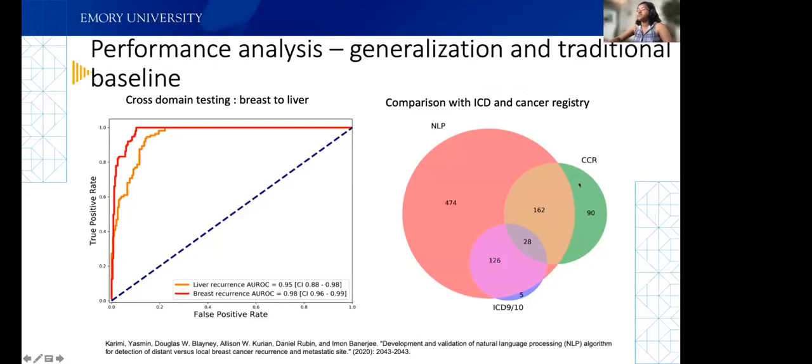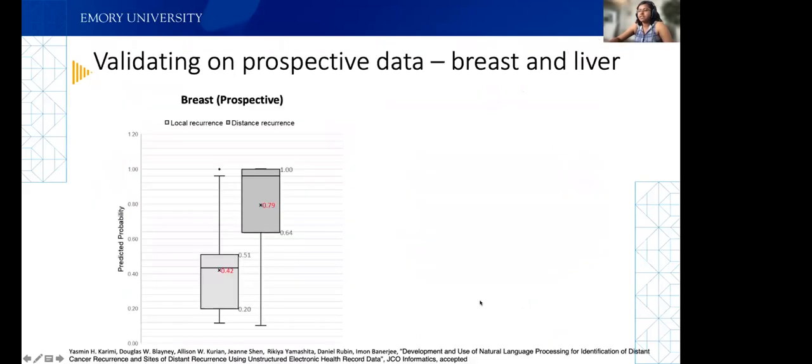Compared to the ICD-9, the model performance was quite high, because you can clearly see that the model added an additional 474 patients which were not captured by the ICD-9. It is interesting that even against the standard billing code, our NLP model outperformed it. And as I said, the model was only trained on identifying distant recurrence, but when we plotted the predicted probability of the model for the distant as well as the local recurrence, we can clearly see that the model has a high difference between distant and local recurrence.